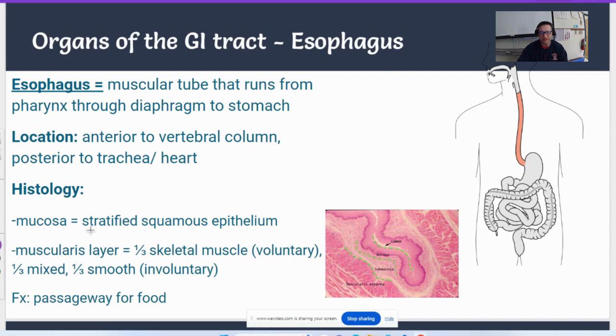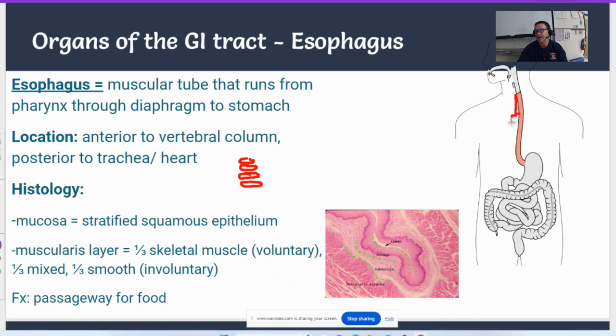But the mucosa is made of stratified squamous epithelium, just like your skin cells. Stratified squamous. So stratified means it's layered. So there's layers of cells. Squamous means they kind of have a flat shape. So stratified squamous epithelium. Remember the top third, the upper third of it is skeletal muscle. So that's under voluntary control.